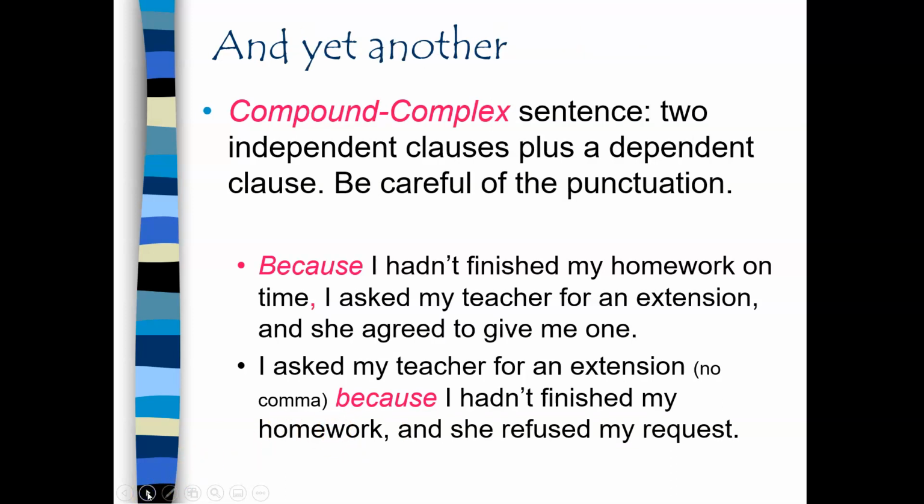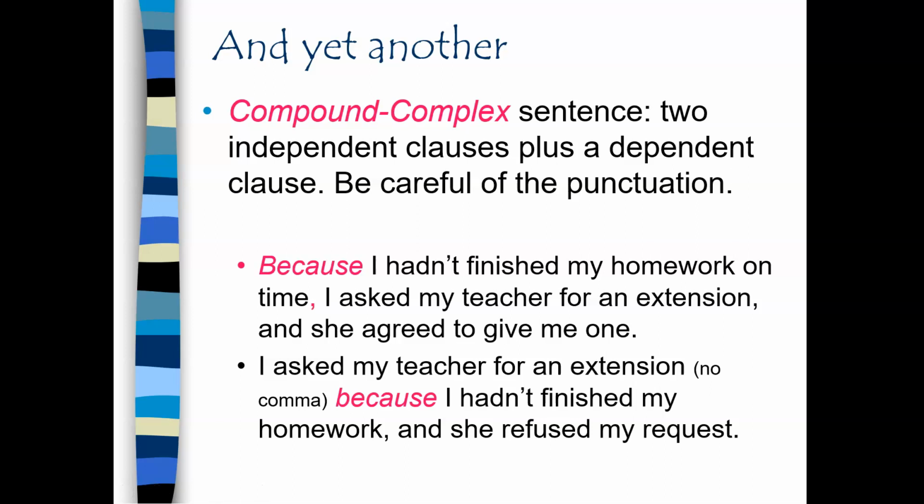And finally, the most difficult one is a compound-complex sentence, where you have two independent clauses plus a dependent clause, and you have to really watch out for punctuation. Because I hadn't finished my homework on time, comma, so this is dependent, I asked my teacher for an extension. This is independent because it's a complete idea, comma, and she agreed to give me one. This part, she agreed to give me one, is an independent clause also.